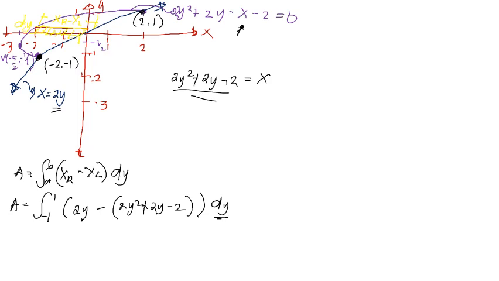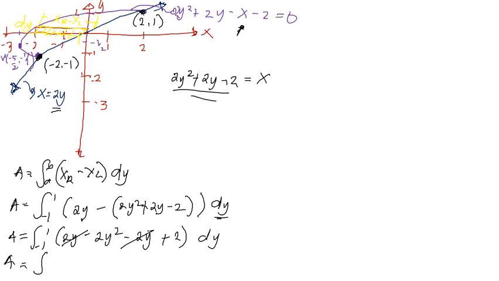Alright, so we could evaluate this integrand here. So we will have the integration from negative 1 to 1 of 2y minus 2y squared minus 2y plus 2 times quantity dy. So this one here and this one will be cancelled out. So you have area is equal to the integration from negative 1 to 1 of negative 2y squared plus 2 quantity dy. So we will have to evaluate this.